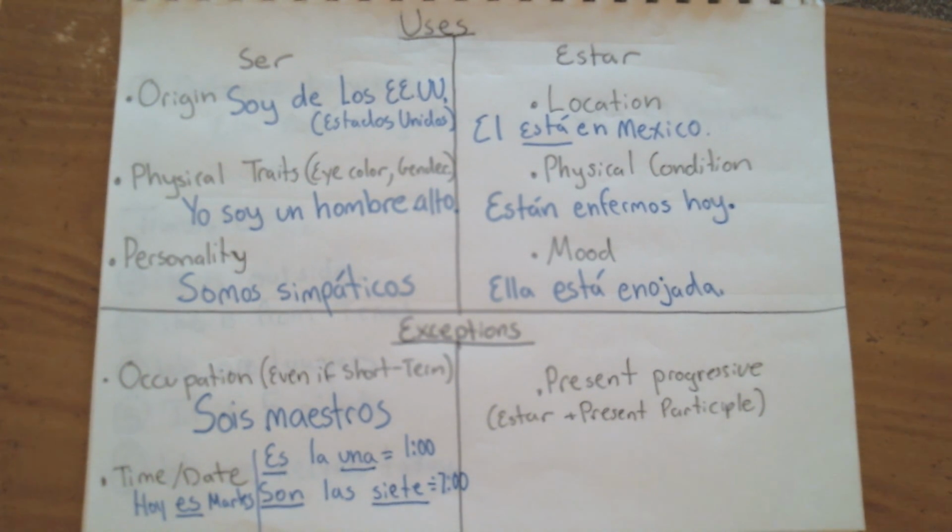The answer is, I don't know. That's just how Spanish works. Every language has its quirks. But it's good to know this. When you're talking about anything with regards to date and time, use the verb ser, all right? So it's just a quick shorthand.